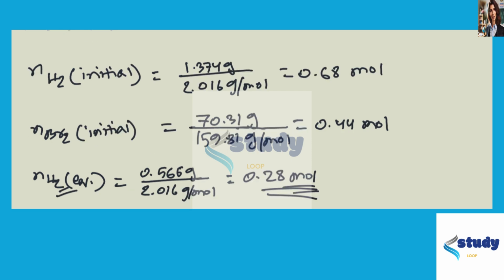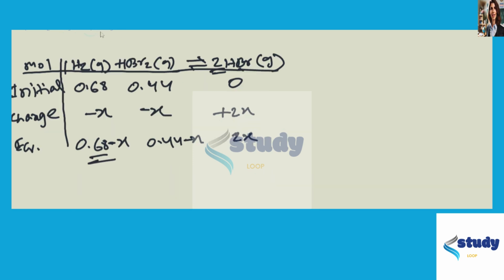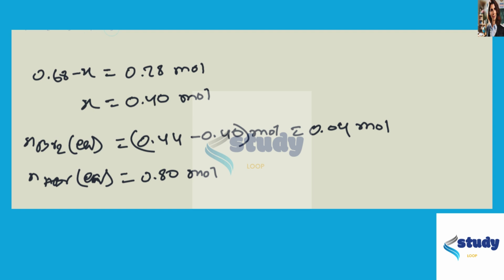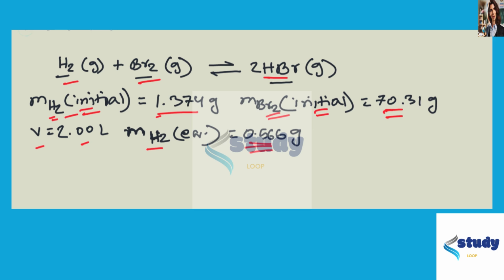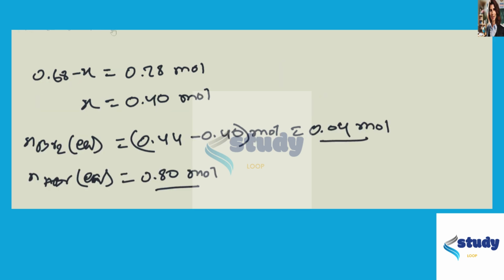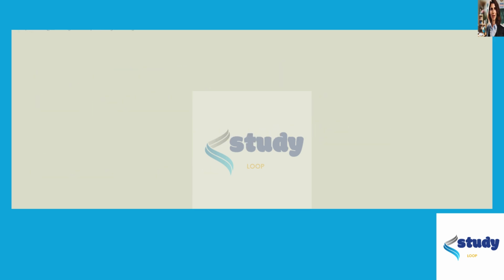hydrogen it is 0.28, then for bromine it is 0.04, and for HBr it is 0.8. Now just dividing each number of moles by the volume of the reaction vessel, which is given as 2 liter, we can find the equilibrium concentration for each of the reactant and product.